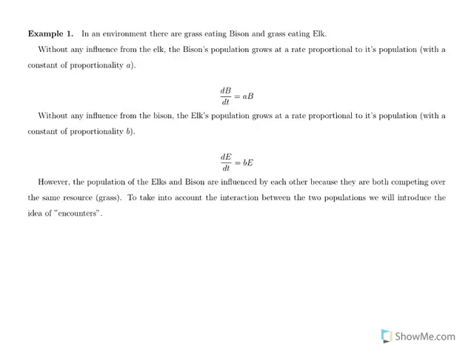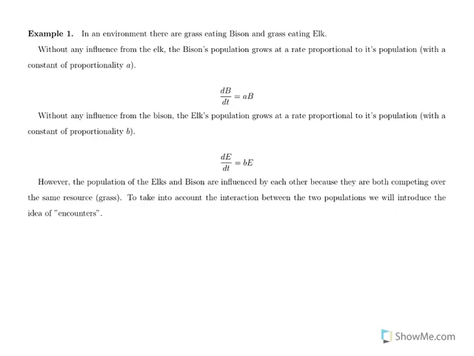So here's our example. In some environment, we're going to have two different species, bison and elk, and they are both going to be eating grass. That is the resource that they are going to be competing over. We're going to build these differential equations from the ground up. We're going to try to understand where it comes from. And then in the next video especially, we'll talk about things we can do with those differential equations.